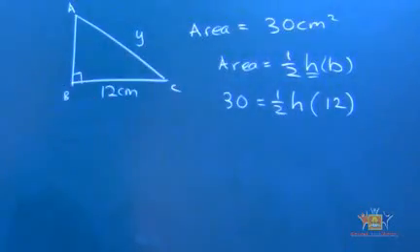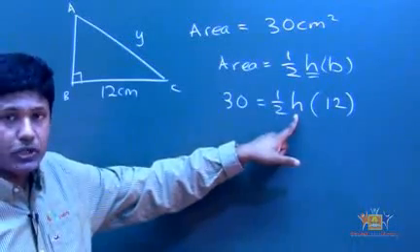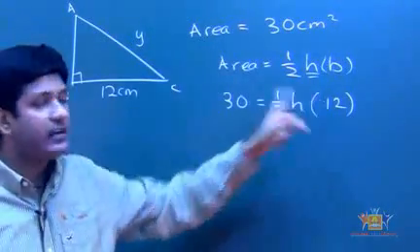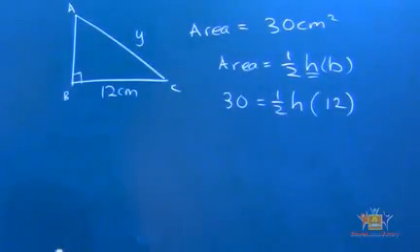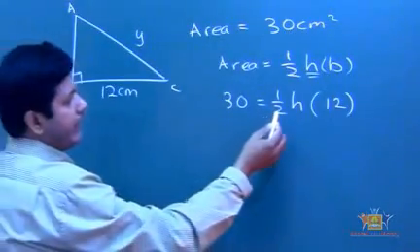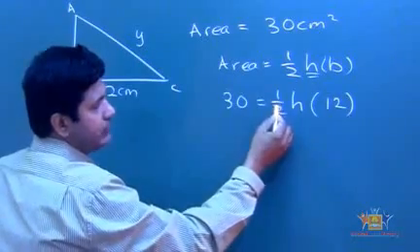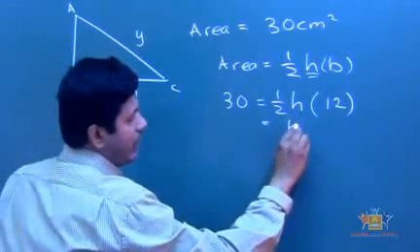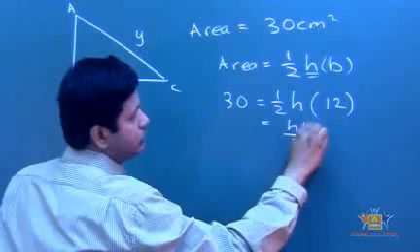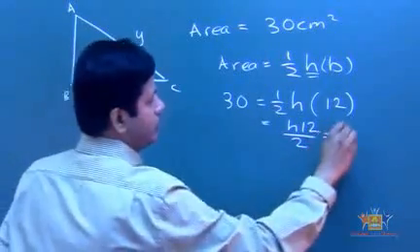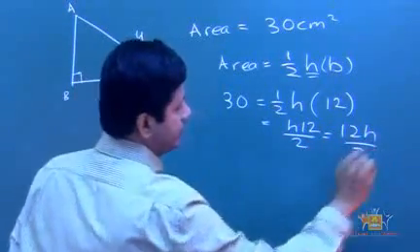Okay. Now ask yourself, you're looking for h. Who got to go? Everything surrounding h got to go. All right, let's do one by one. Let's start with the half, 1 over 2. Now 2 is dividing, so this is h over 2, or another way, 12h over 2. That's the proper way of writing it.